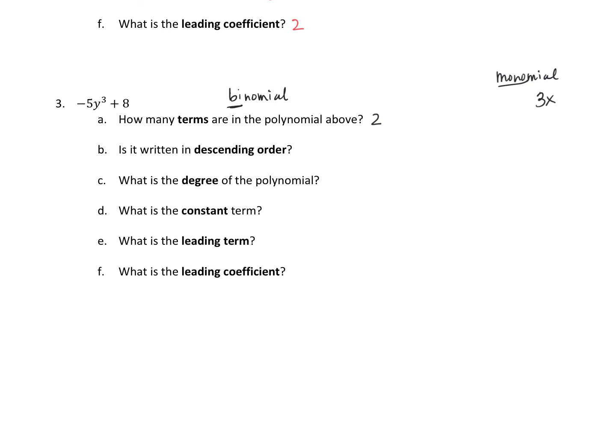Okay, so back to number 3. Is it written in descending order? Yes. I have an exponent of 3, and then I have no exponent, right? The constant. So yes. What's the degree of the polynomial? So the highest exponent is 3, so the degree is 3. What is the constant term? It's 8. What's the leading term? Since it's in descending order, the leading term is the first term. So it is this negative 5y cubed. And then the leading coefficient is the negative 5. And you do include that negative when you're referring to the leading term and the leading coefficient.